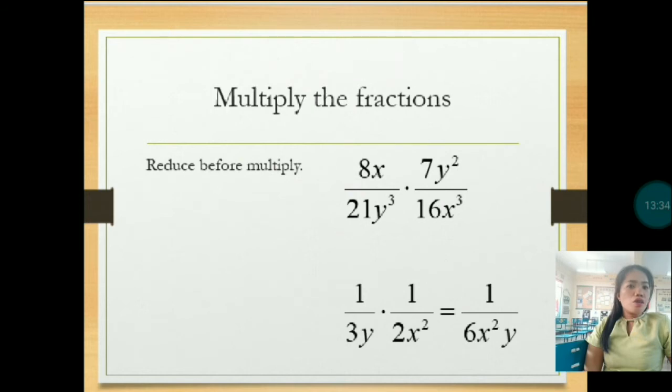Now we can reduce first before we proceed to multiplication on both numerators and denominators. So we will be dealing with smaller values. In this case, between 8 and 16, there exists a greatest common factor, which is 8. Between 8x and 16x cubed, the greatest common factor is 8x. So we have 8x divided by 8x, that gives us 1.